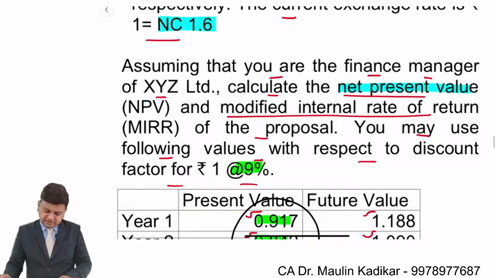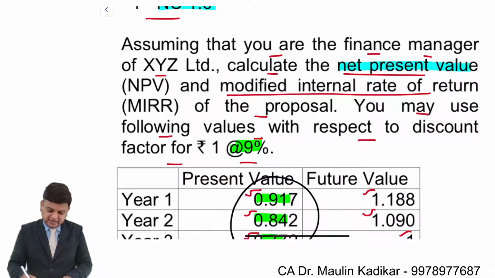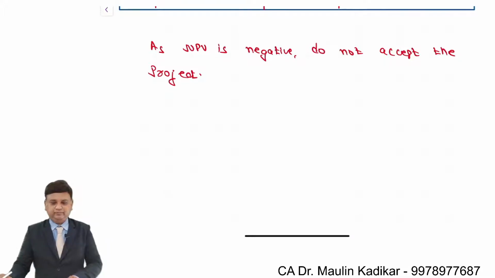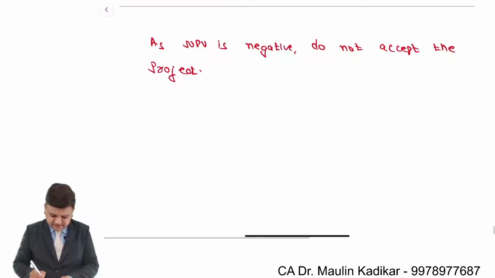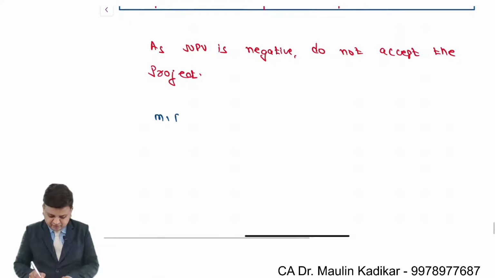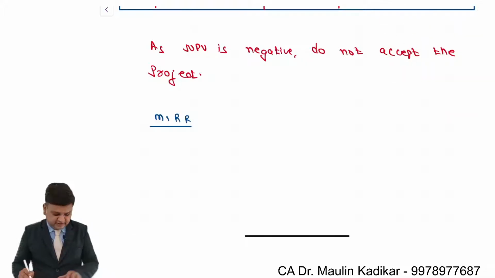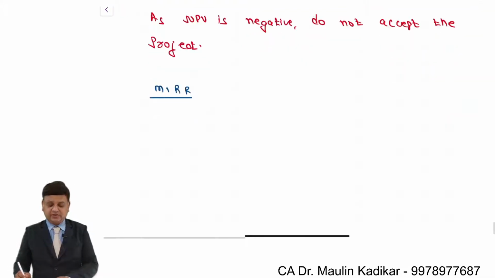The question says further that calculate modified internal rate of return of the proposal. That is the question. So once we make the calculation of the NPV, we have to find modified IRR. Please try to calculate the modified IRR on your own. So friends, for calculation of the modified IRR, we are required to compute the future value of the internal cash accruals. That is what we are required to do.